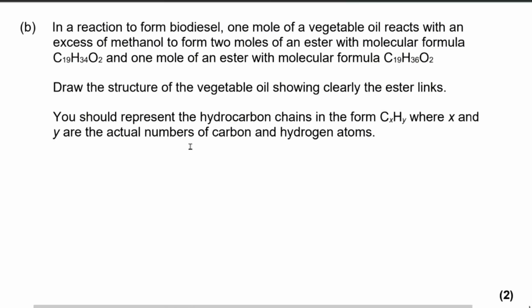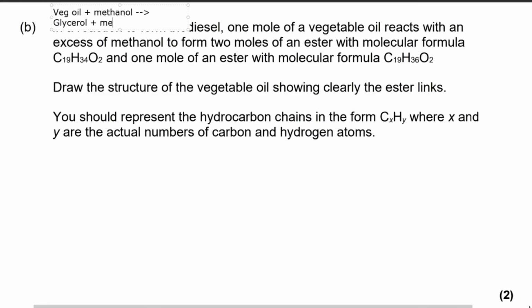Okay, part B to this question, let me just make it a bit bigger. This is the dreaded biodiesel. So in a reaction to form biodiesel, 1 mole of vegetable oil reacts with an excess of methanol to form 2 moles of an ester with a molecular formula of C19H34O2 and 1 mole of an ester with a molecular formula of C19H36O2. Draw the structure of the vegetable oil, clearly showing the ester links. You should represent the hydrocarbon chains in the form of CXHY, where X and Y are the actual numbers of carbon and hydrogen atoms. So you should know this reaction off by heart.